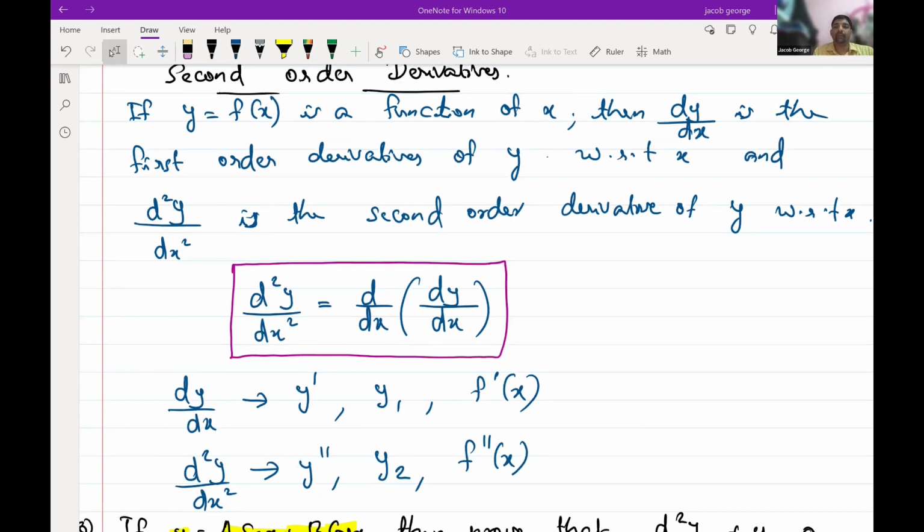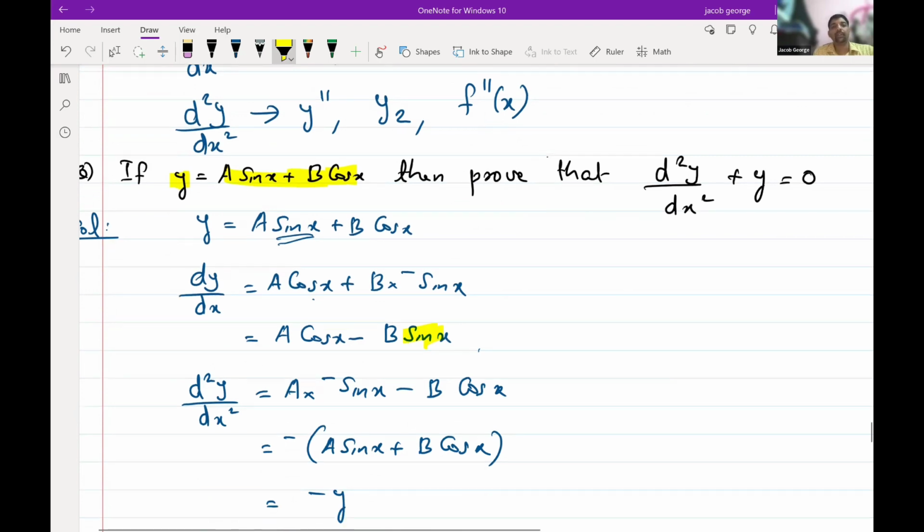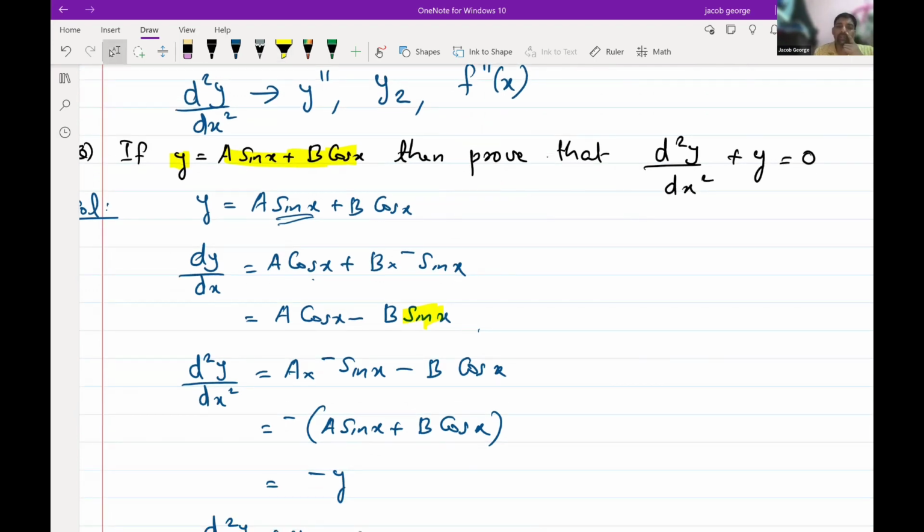If y is equal to f of x, it is a function of x, then dy by dx is the first order derivative, and d square y by dx square is the second derivative. It can also be denoted by y dash for dy by dx, y double dash for the second derivative, y1 and y2, f dash x and f double dash x. Some questions from the derivation itself we get the answer. Some questions we need to substitute in the left hand side.